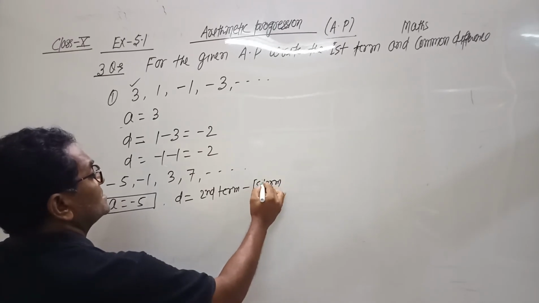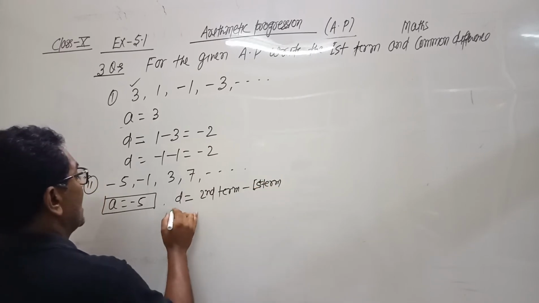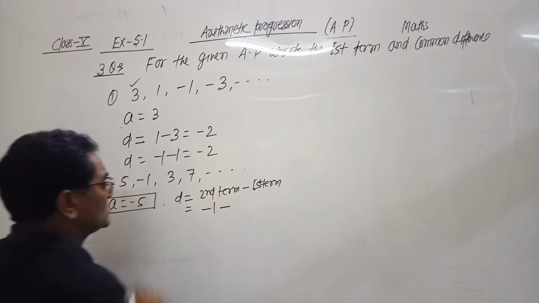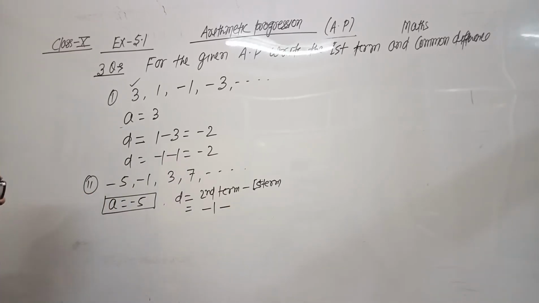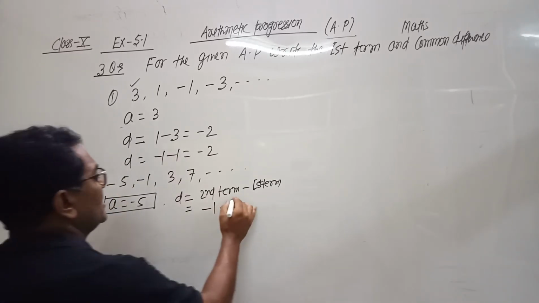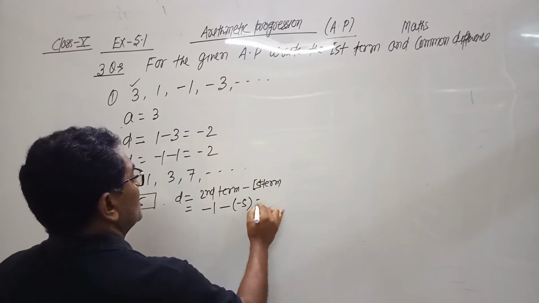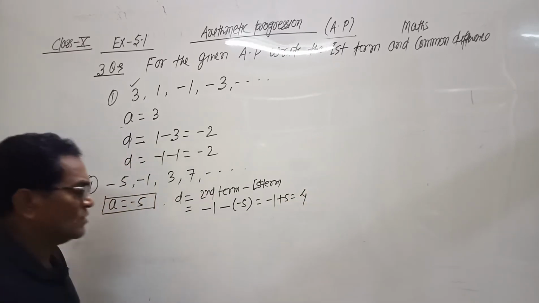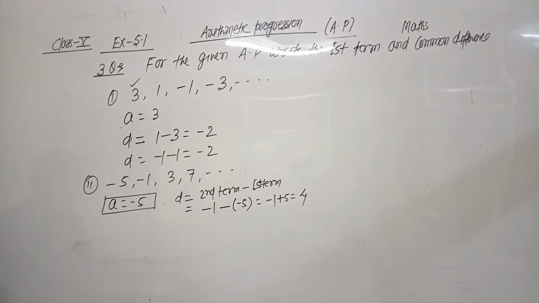Second term minus first term. The second term is minus 1, and we have to subtract the minus sign. The first term is minus 5. So this will become minus 1 minus minus 5, that is minus 1 plus 5, which is 4. So the first term A is minus 5 and the common difference B is 4.